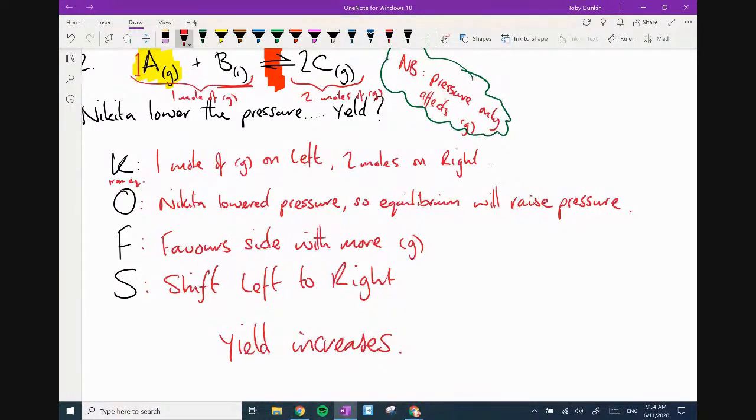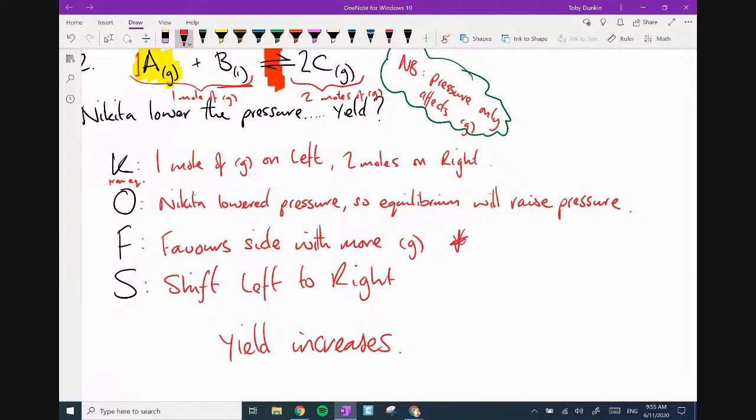Superb. Yeah, one mole on the left, two moles on the right. Lowers pressure, therefore equilibrium will increase pressure. Equilibrium favors forward reaction. Ah, you've lost it. You've lost number three, Dana. You've lost the favor. Yeah, this is the tricky bit of this. Yeah, what did Ivan do? Oppose the change by increase of pressure, favors forward reaction. No, Ivan lost it too.